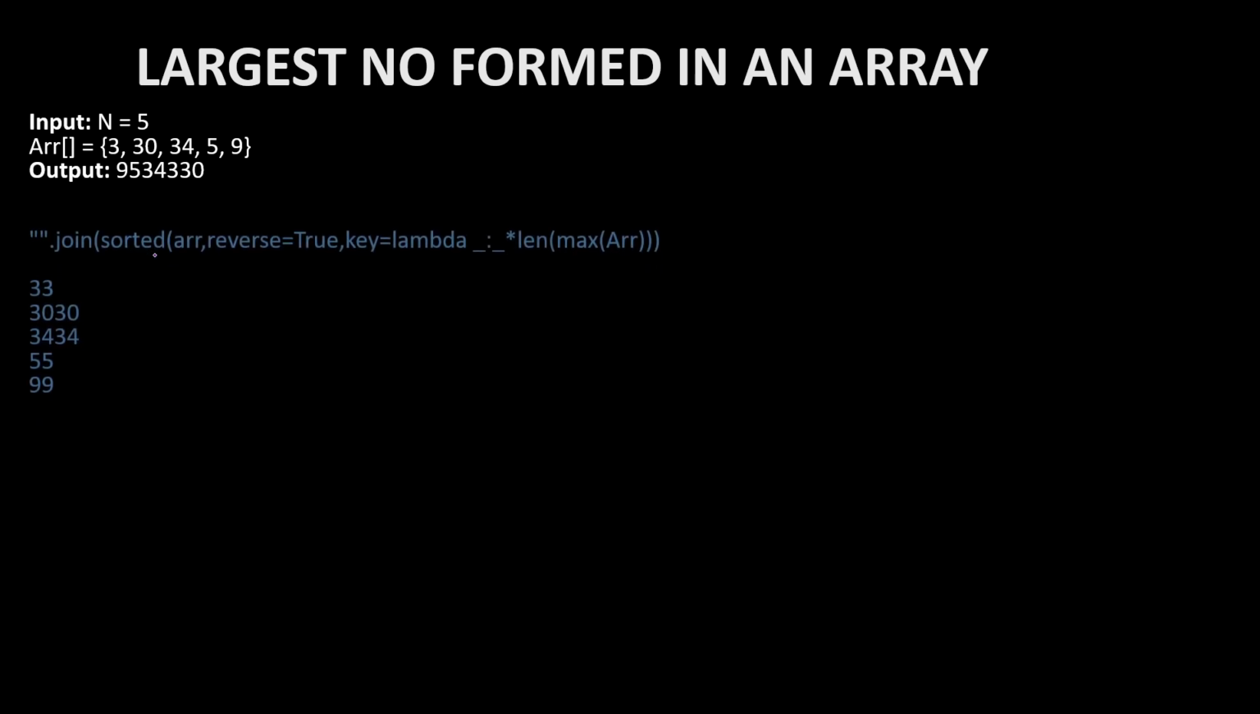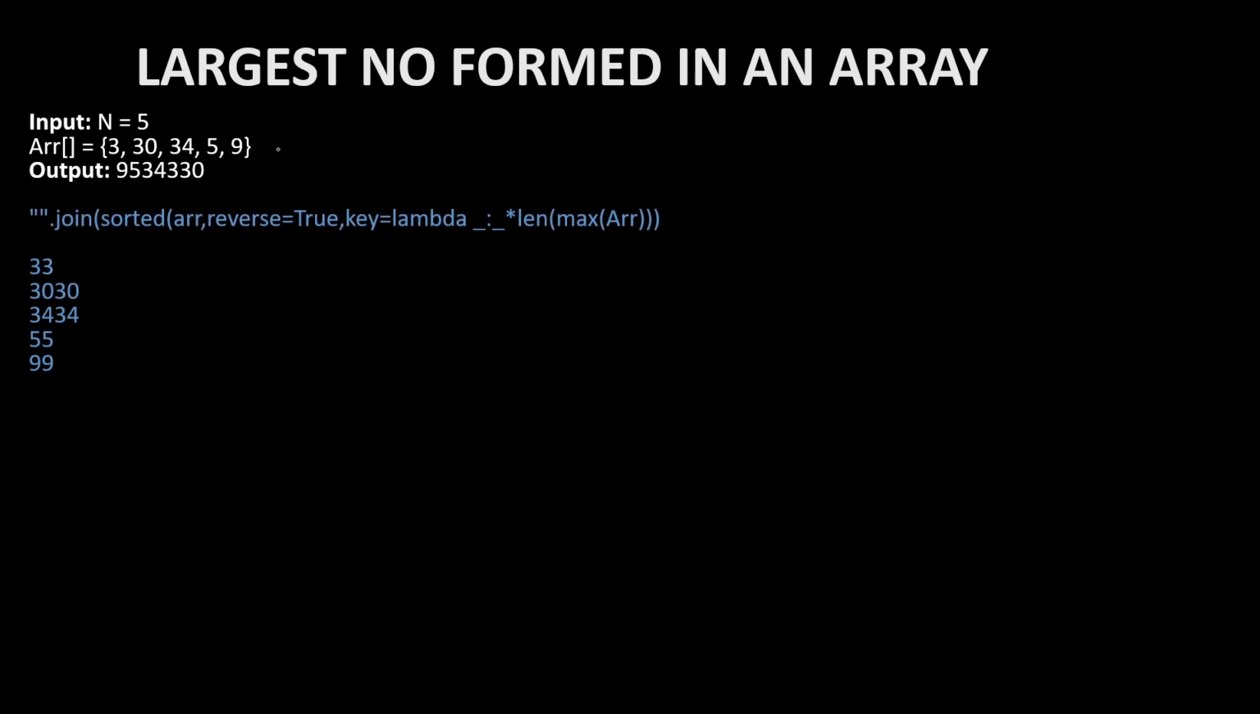What do I mean? In Python, if we multiply elements that are strings, say 3 multiplied 2 times: if it is a value, 2 into 3 will give 6. If it is a string, then we get 3 and 3, two times. Here the maximum element is 34 and its length is 2 when converted to a string.